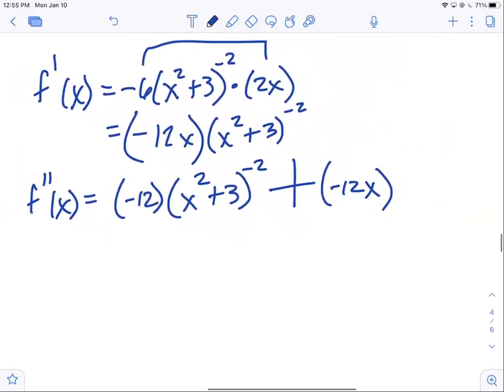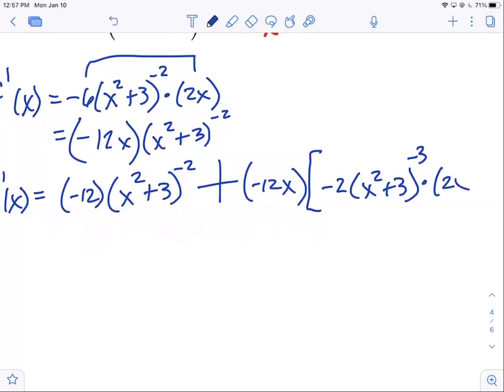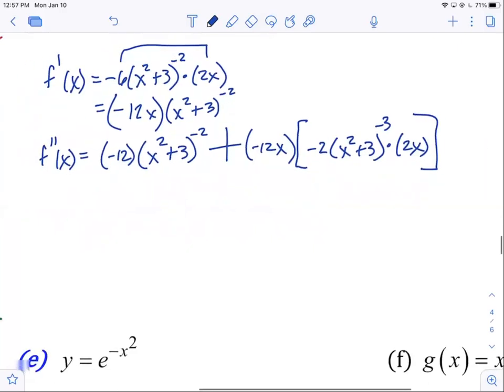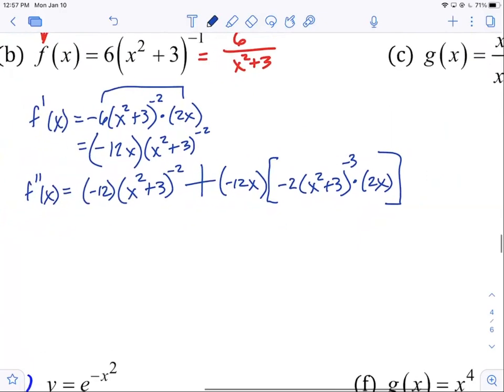So then I put plus, the first term goes along for the ride, and now the derivative of the second is going to be, let me put brackets here, -2 times (x squared plus 3) to the -3rd times another 2x, close bracket. So again, that's just to show the grouping. f prime g plus f g prime. Two factors, two terms.